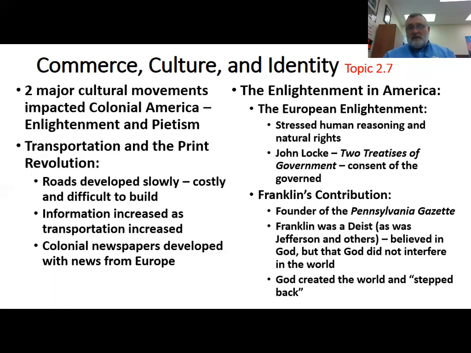It also gave rise to a new approach to religion called deism. The idea that God was not a personal God, but created things, just like a clockmaker setting a clock in motion and then leaves the room, God's like that. So God is not intimate with His creation. Many of our founding fathers were deists. They believed in God, but they didn't really think that God interfered with the world. Like it says here, God created the world and stepped back. So that was an Enlightenment idea.